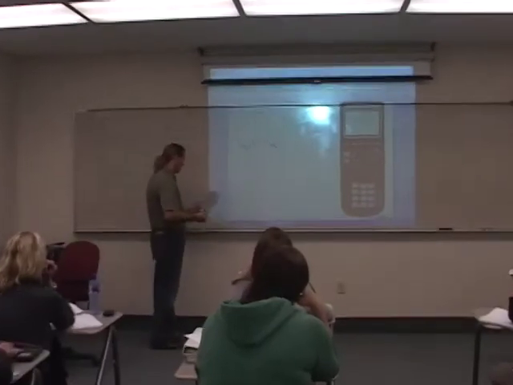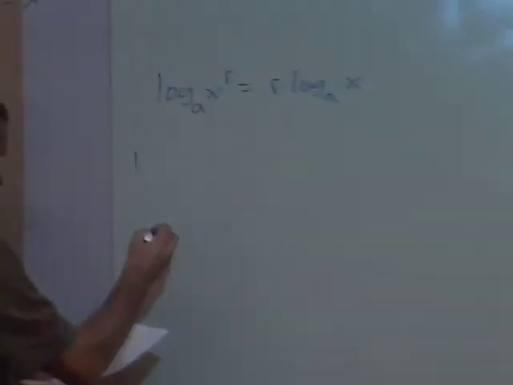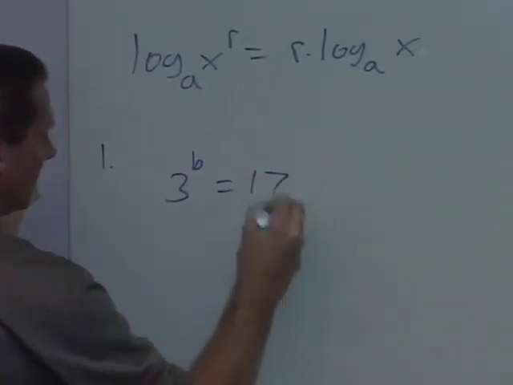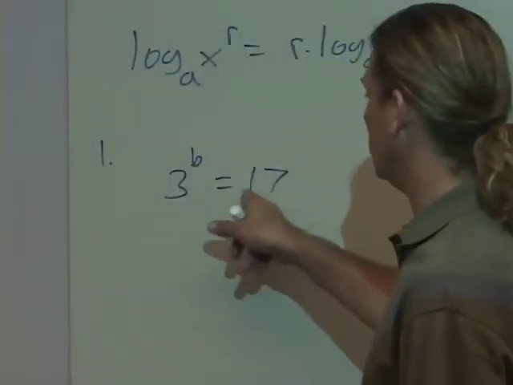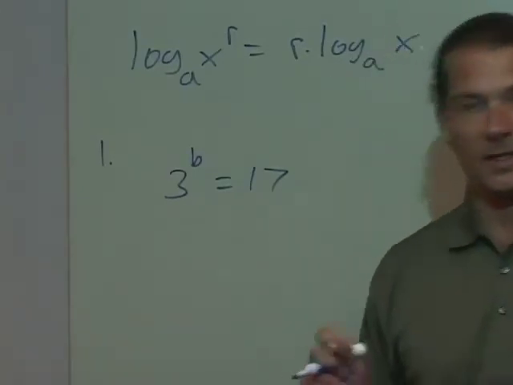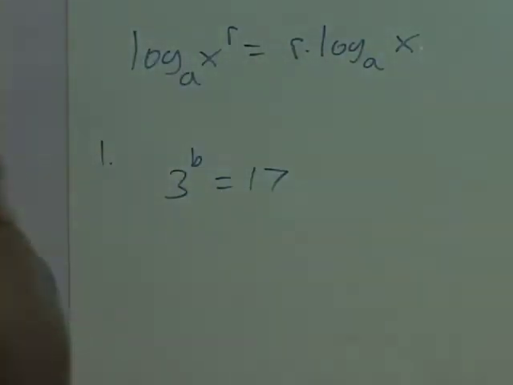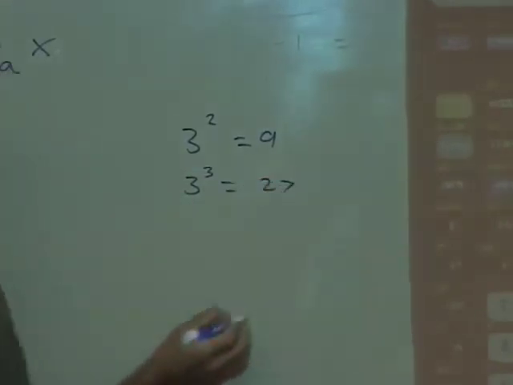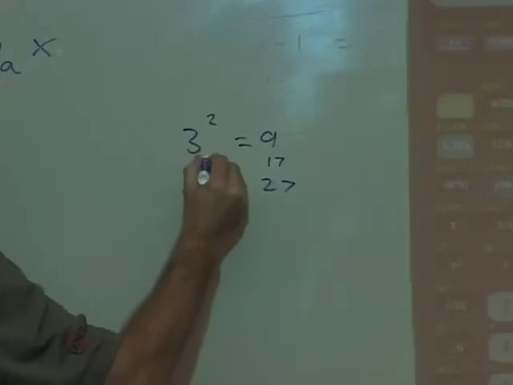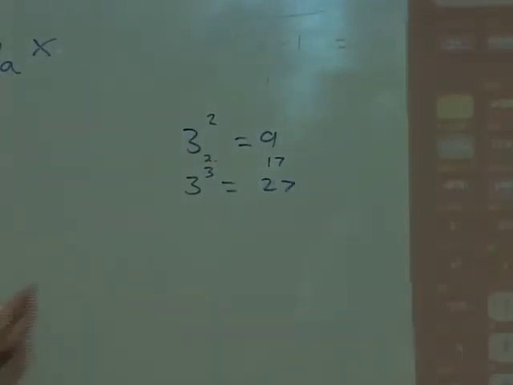For example, number 1 on the worksheet. 3 to the b is equal to 17. Now, we've seen equations like this before, where we put the same base on either side. For example, had this said 3 to the b equals 27, well, then b would be equal to 3. But it says 17 this time. There's a process here, but before we do that, we could maybe make a guess. We know that 3 squared is 9, and we know 3 cubed equals 27. So what do you think? 17 is somewhere in here, so this should be 2 point something. 2.5 maybe, right in half? That's really just a guess, okay?